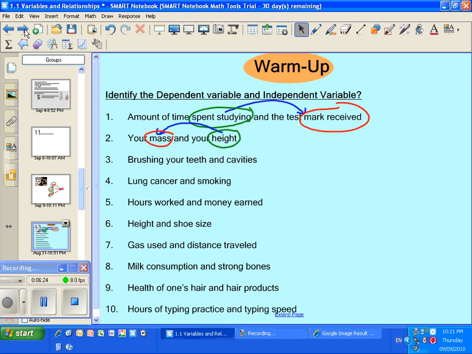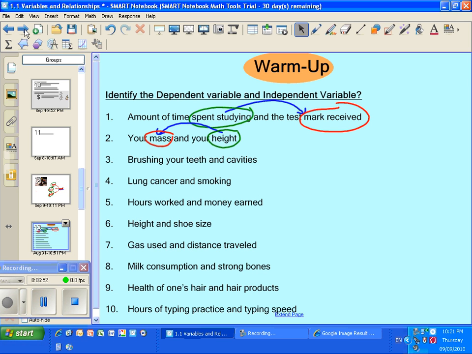And number 6, height and shoe size. Is there a relationship there? You have to decide. Number 7, gas used and distance traveled. Very clearly a relationship there. Number 8, milk consumption and strong bones. Number 9, the health of one's hair and hair products. I guess you have to believe that hair products have an effect on your hair, whether it's healthy or not. And 10, hours of typing practice and your typing speed.